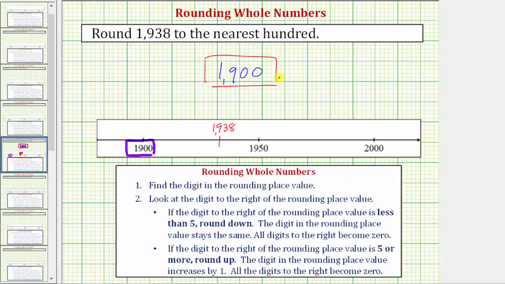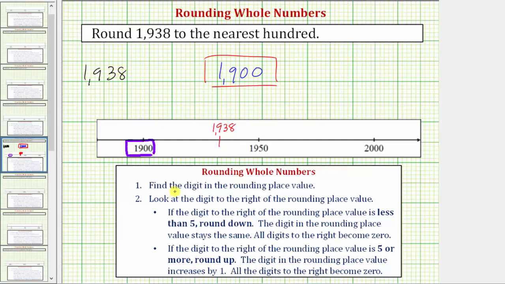This number line technique always works, but there is one special case. If the given value happened to fall right in the middle, between the two possible rounded values, the rule is we always round up. Now let's round this again using the formal rules for rounding. We begin with the given value.